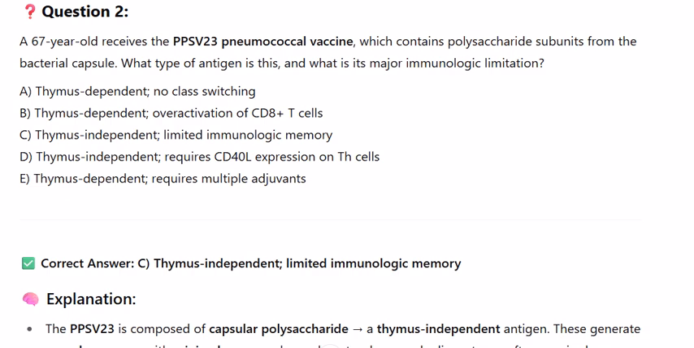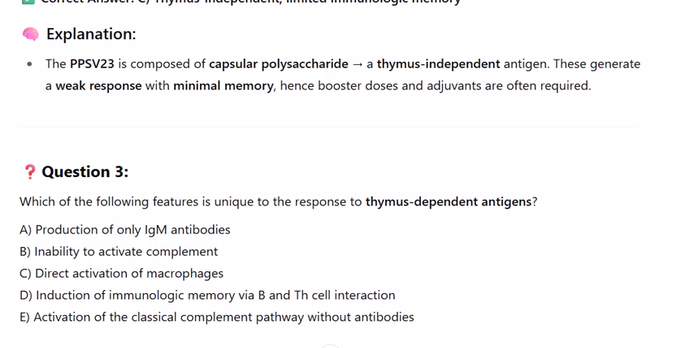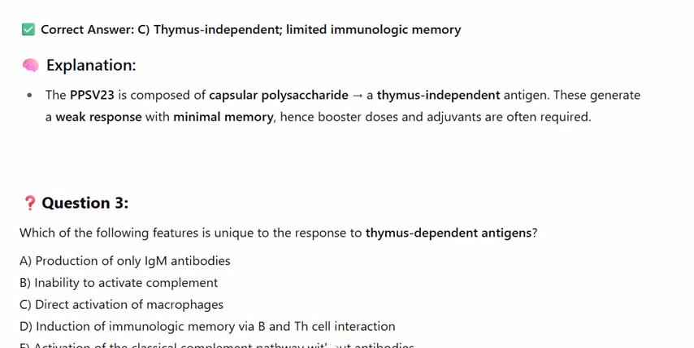Correct answer, C. Thymus-independent, limited immunologic memory. Explanation. The PPSV23 is composed of capsular polysaccharide, a thymus-independent antigen. These generate a weak response with minimal memory, hence booster doses and adjuvants are often required.